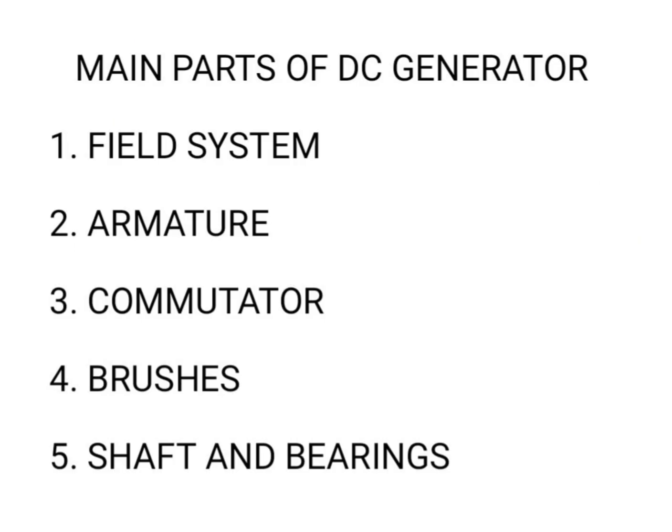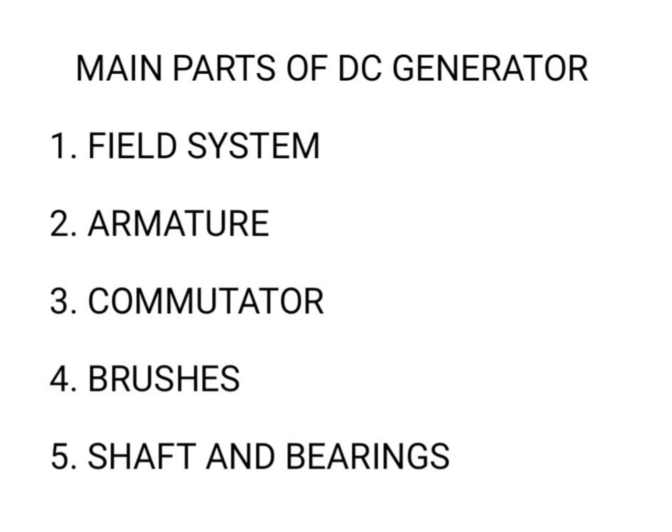Main parts of a DC generator. The DC generator has almost the same parts as a DC motor. 1. Field system. Produces the magnetic field. 2. Armature. The rotating part where the electrical voltage is generated. 3. Commutator. Converts alternating current produced in the armature into direct current. 4. Brushes. Transfer the generated current to the external circuit. 5. Shaft and bearings. Allow the armature to rotate smoothly.